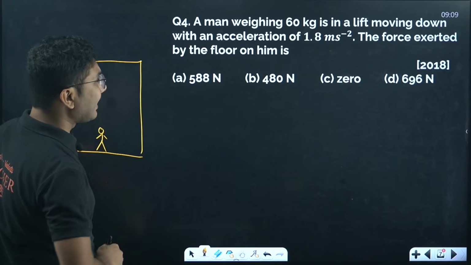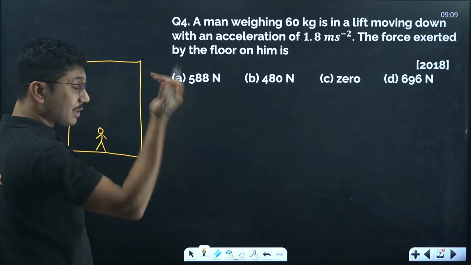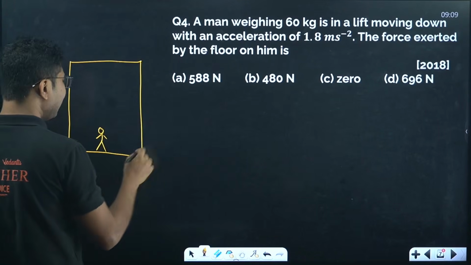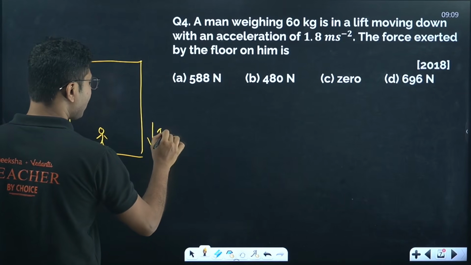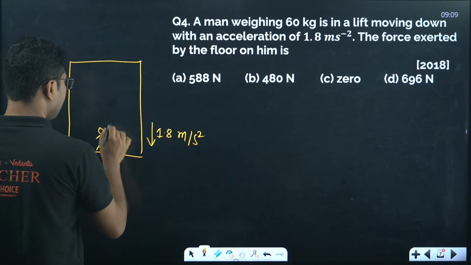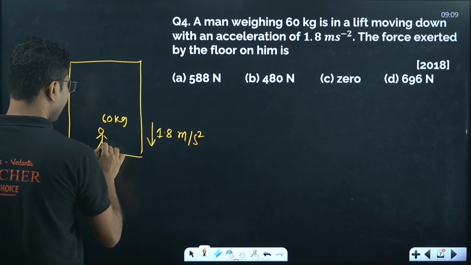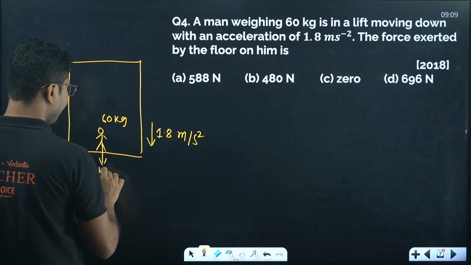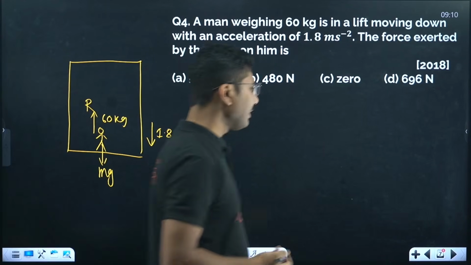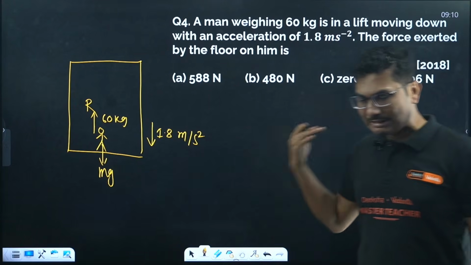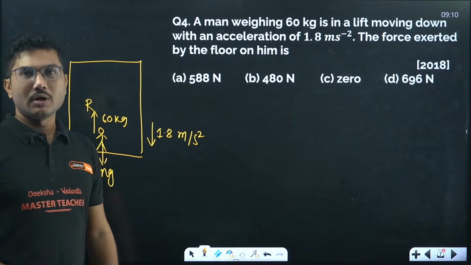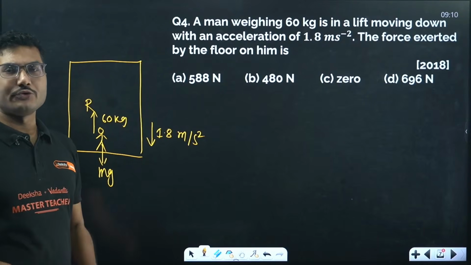Okay, and the mass of the person is 60 kg, and the lift is moving down with an acceleration of 1.8 meter per second square. The weight is obviously mg, and here we also have a reactionary force. Now how to calculate that? With experience you will know if the lift is accelerating downward, the reactionary force will be less.